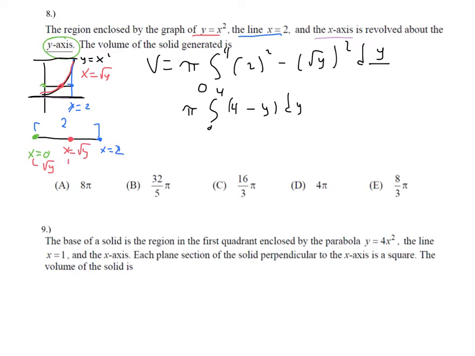Now it's time for us to take that antiderivative. The antiderivative of 4 is 4y, and the antiderivative of y is y squared over 2, so it will be 4y minus y squared over 2 from 0 to 4 times pi. Plug in 4. 4 times 4 is 16, minus 16 over 2 is 8, so 16 minus 8 is 8 pi.